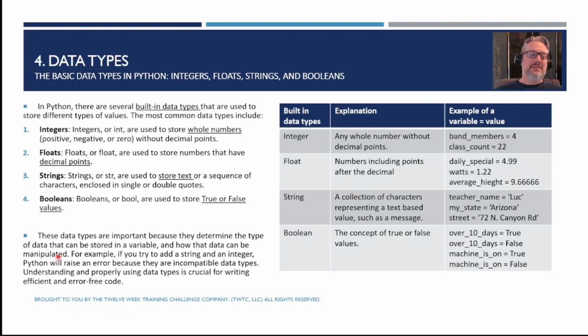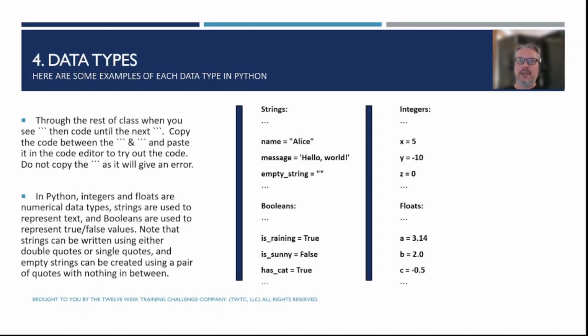So all these data types are important because they determine the type of data that can be stored in a variable and how that data can be manipulated. For example, if you add a string to an integer, Python will raise an error because they are incompatible data types. That's what I was talking about before. You can't mix these different data types. So you really need to understand how to use data types properly, and it's crucial for running efficient and error-free code. Now, let's start to look at working with examples of each data type in Python that we just discussed.